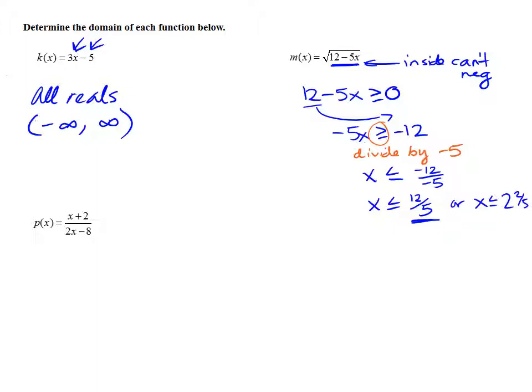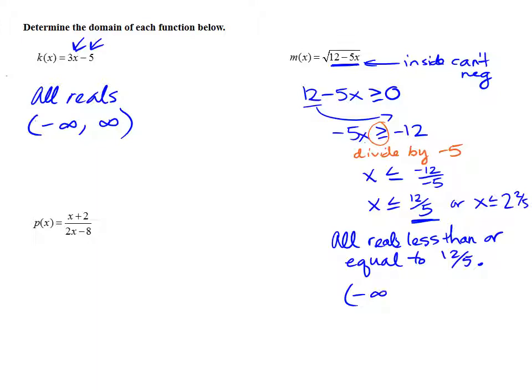So at this point, if we wanted to say this would be all reals less than or equal to 12/5, or we could say, because it's less than or equal to that number, we would go down to negative infinity and then go up to that highest number of 12/5, include it because of the equals. If you wanted to write it in set builder notation, you could say the set of x such that x is less than or equal to 12/5. So there's 3 ways to write that domain out.